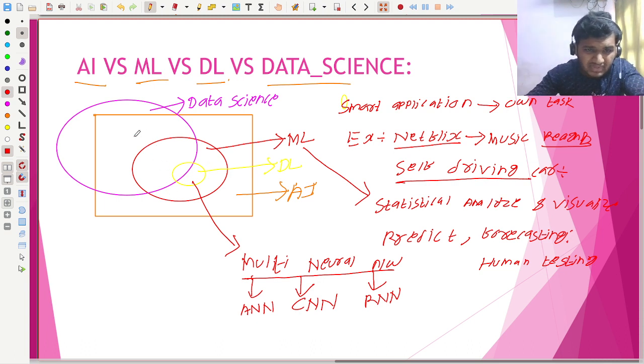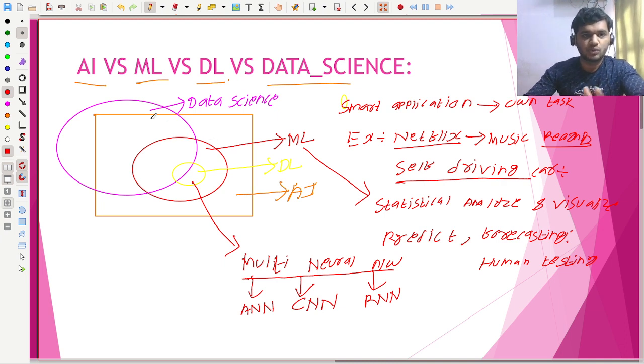After deep learning, we'll discuss data science. Data science is an interdisciplinary field that combines domain knowledge, programming skills, and statistical and computational techniques to extract insight and knowledge from data.